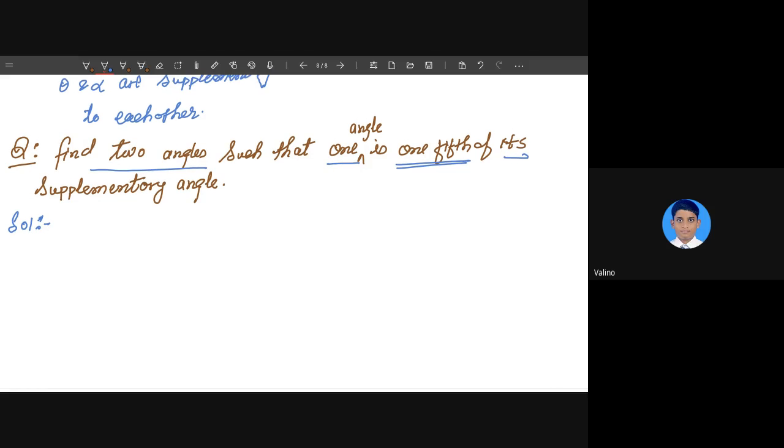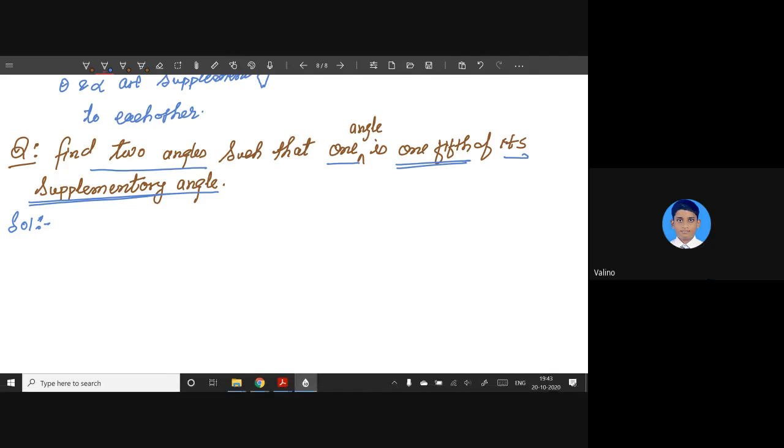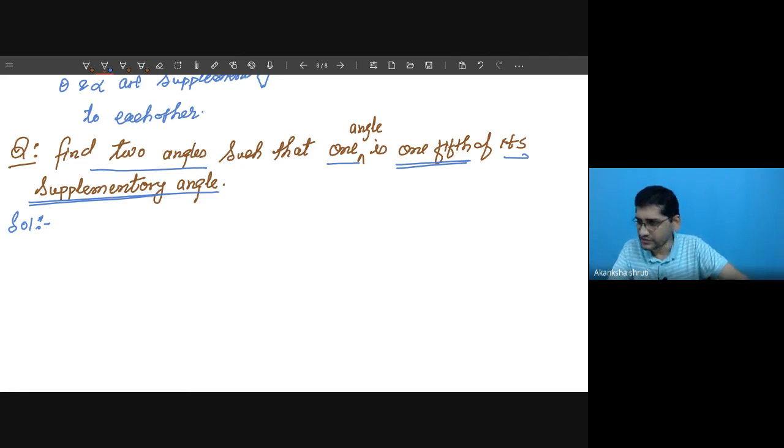Sir, X is equal to 30 degrees. Very good. Students, it is given that we have to take two angles such that they are supplementary to each other. And one is 30 degrees and another is 150 degrees. Very good. The same is posted by Chandan also. Okay, students.